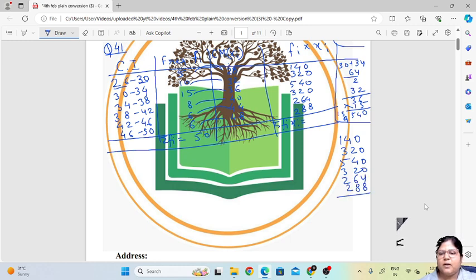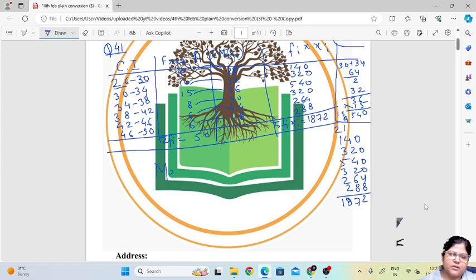Just add these all. 8 plus 4, 12. 4, 5, 6, 7, 8, 9, 10, 11, 12. 12 plus 6, 18. 18 plus 8, 26. 26 plus 1, 27. So 2 plus 2, 4, 5, 6, 7. 7 plus 5, 12. 13, 14, 15, 16, 17, 18. So it is going to be 1872. Now last comes: rewrite and complete the table and find the mean age.